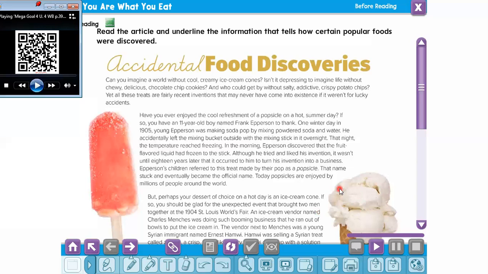Okay. Can you say this in English? Briefly, what you understood from the part. In brief, he left a bucket of soda out one cold night with a mixing stick.